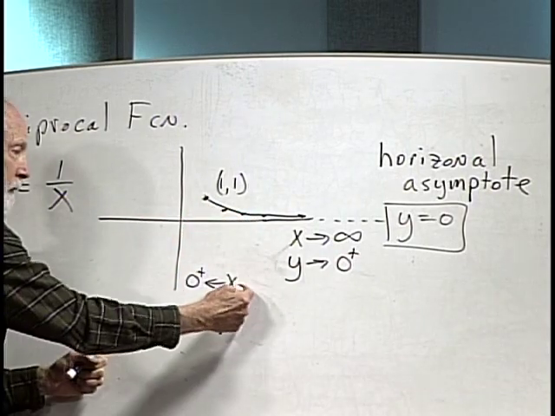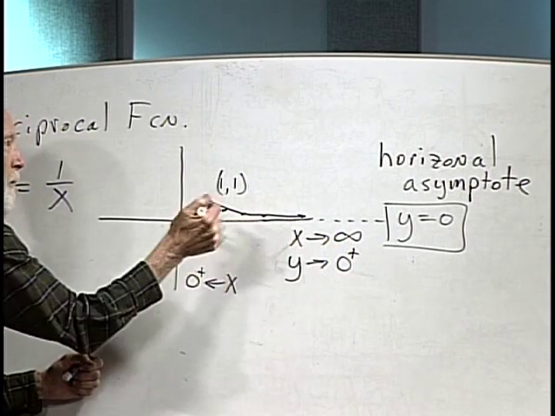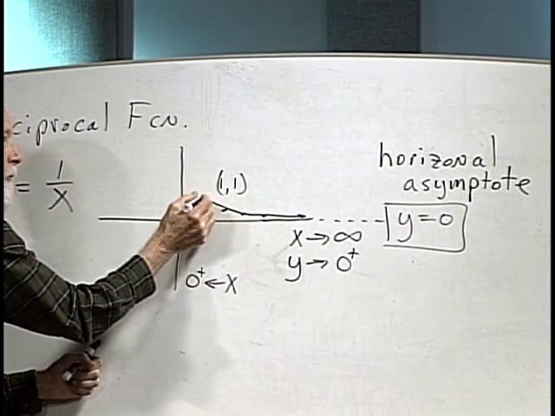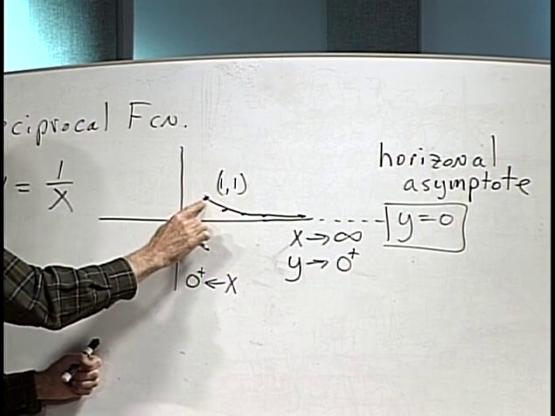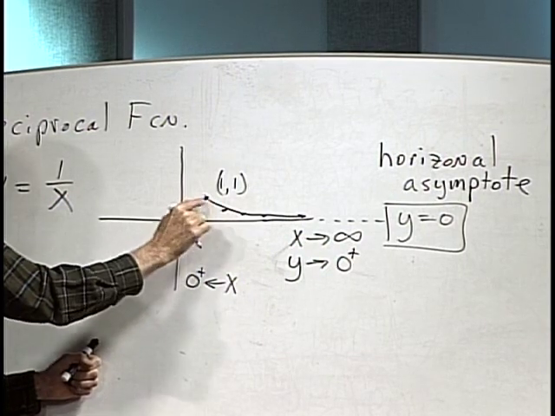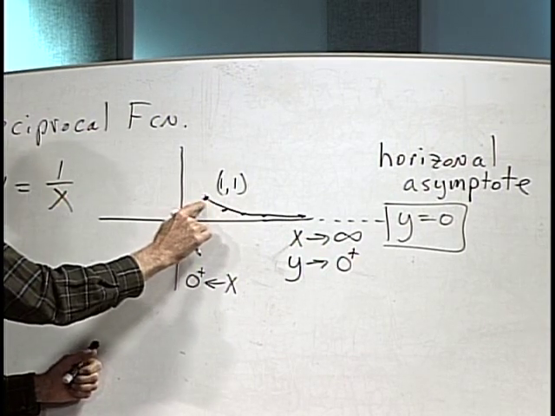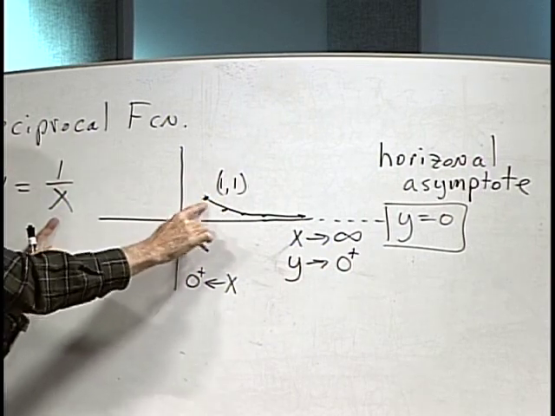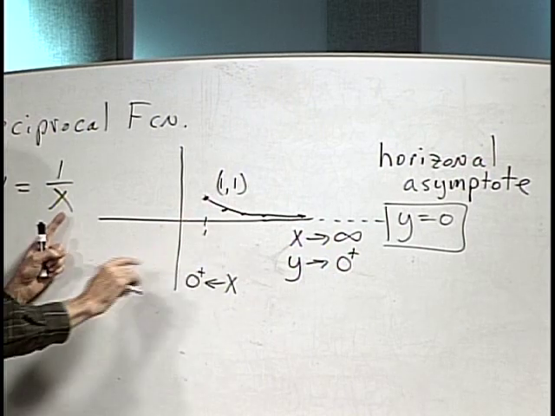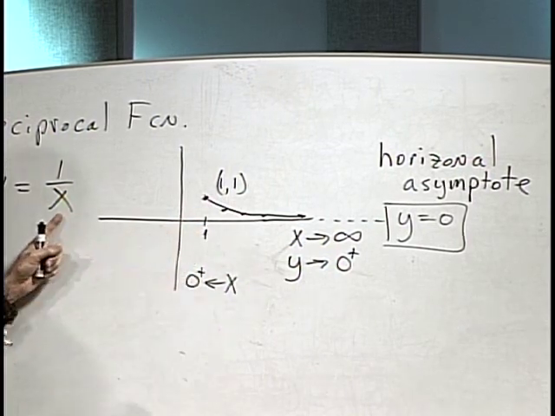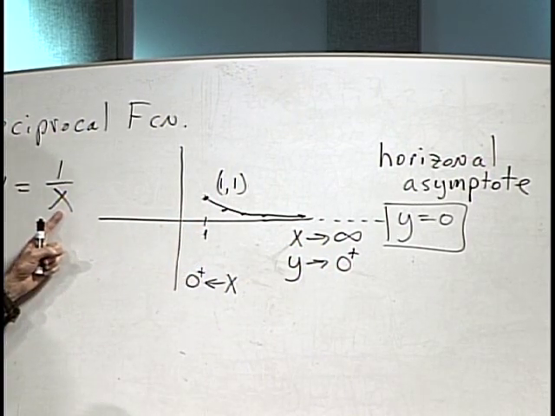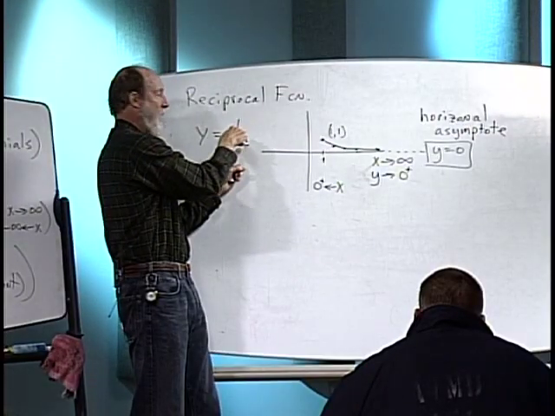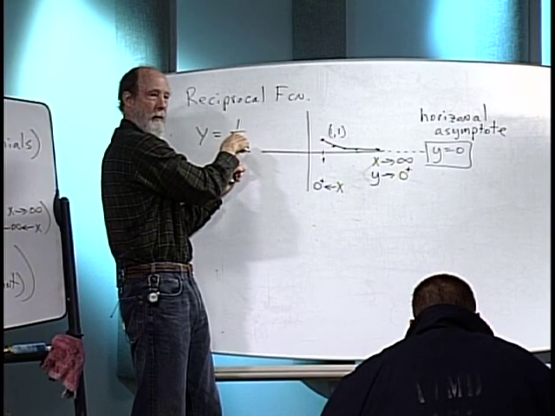So as I let x approach 0 from the positive side, I'm trying to figure out what this graph does after it comes through the point (1, 1), heading leftward. Let's start plotting some numbers. This is at x equals 1 right there. So let's let x be a half. What's the reciprocal of a half? 2.